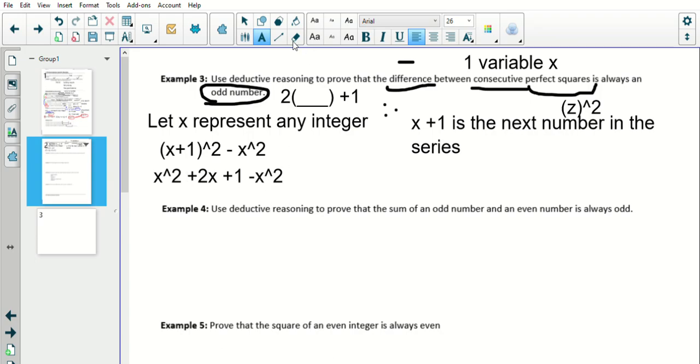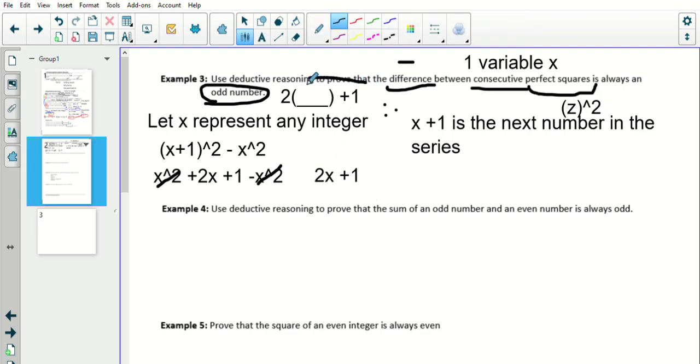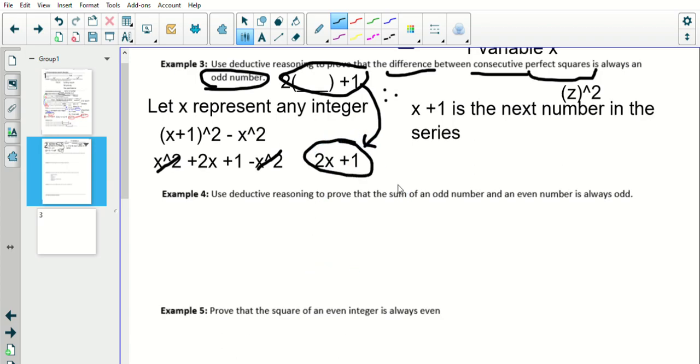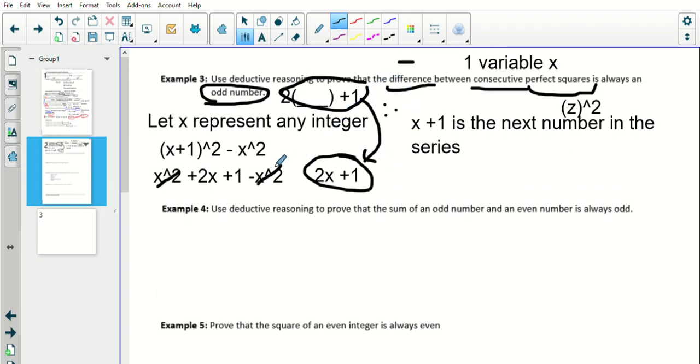So, is there anything there I can cancel out? Well, x squared and x squared. And that leaves me with 2x plus 1, pardon me. Wait a minute. This and this look the same. Therefore, we can say that any time I take the difference of two perfect squares, it's going to be an odd number, because that's the definition of an odd number.